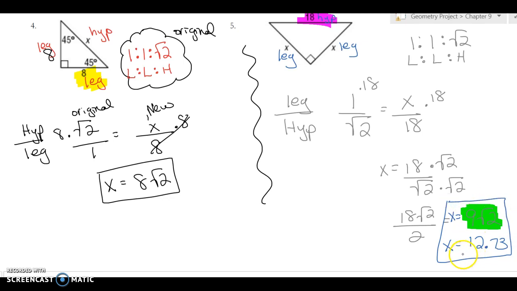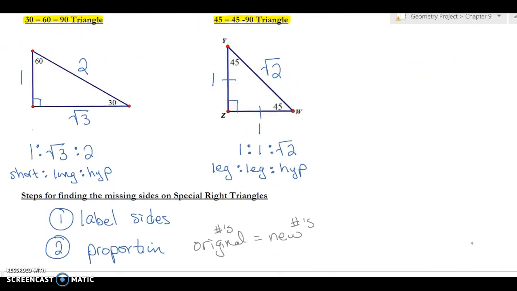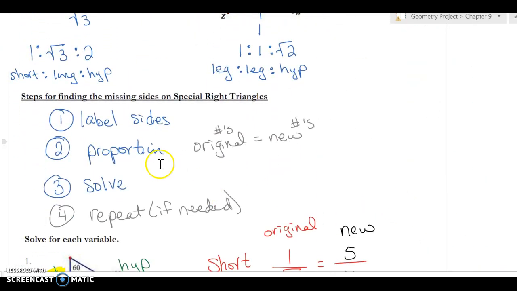So remember, when you go through this process, let's look at these steps. You're going to label your sides, you're going to set up your proportion with your original numbers equals your new numbers, you're going to solve and then repeat if necessary. And again, this is tricky, it takes practice, don't get frustrated, you can learn this.